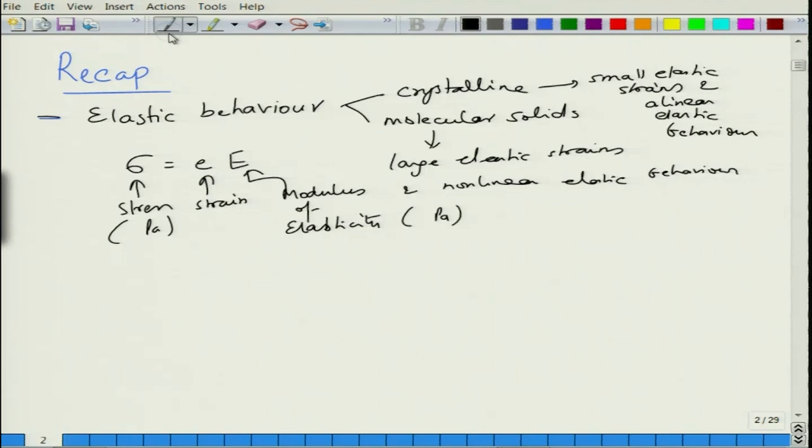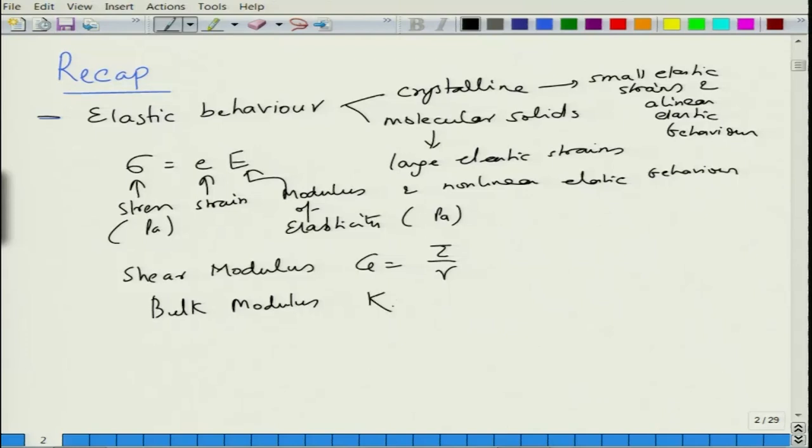There were a few other quantities such as Young's modulus. Then we have what we call the shear modulus, G is equal to tau divided by gamma. And then we have bulk modulus, which is basically related to hydrostatic stress, defined as K, and this is equal to sigma hydrostatic divided by delta V divided by V naught. So hydrostatic stress divided by fractional volume change.